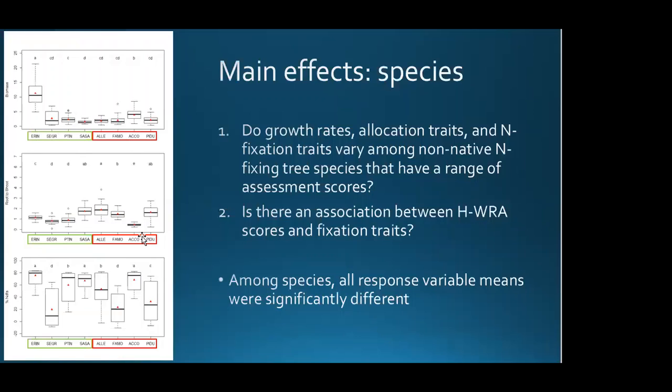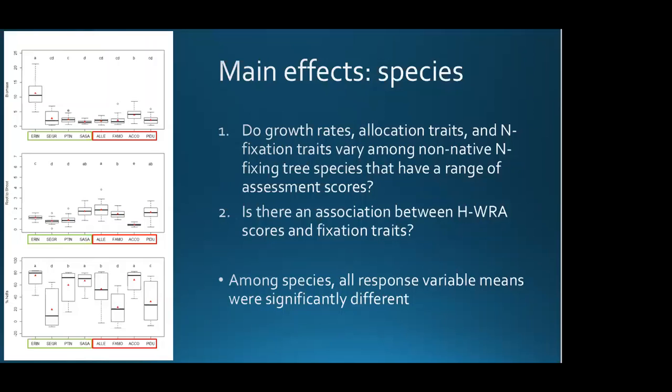Species are on the x-axis here and are in order of their assessment scores, lowest to highest. Low-risk species are in green, high-risk species are in red. Response variables are on the y-axis and are representative of other measurements taken. Means are represented by solid red triangles here in the middle. Whiskers show the highest and lowest point data values, excluding outliers. And letters up here indicate significant differences among species, with p less than 0.05 and alpha at 0.05.